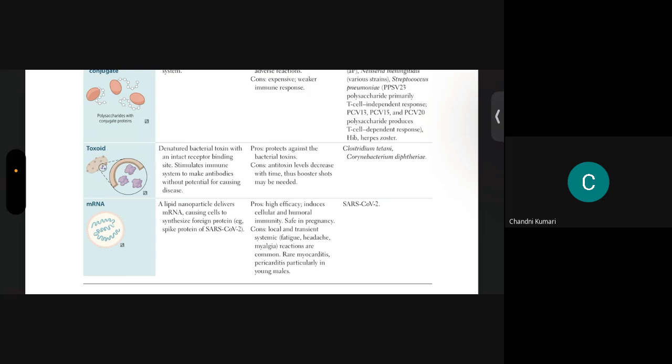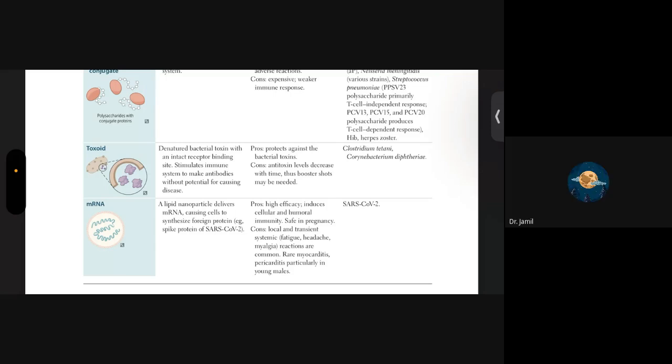Okay, the cons are that there can be local and transient systemic reactions, it can cause a lot of problems. This mRNA can cause fatigue, headache, reactions, and it can cause myocarditis and pericarditis as well. You might have heard a myth that as people get vaccinated with COVID, a lot of people are dying due to heart attacks, even young people. The reason was that using this mRNA as a vaccine can cause myocarditis and pericarditis. Is it clear?